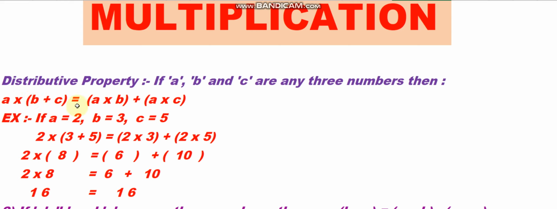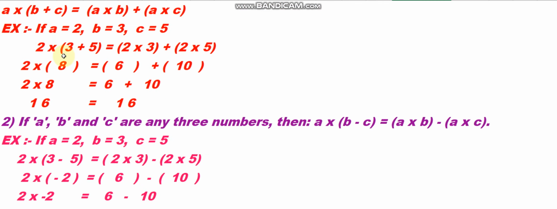Make two groups. By one number you multiply the sum of the two numbers separately, then after that you add. So A into B plus C equals A into B plus A into C. For example, let's say A equals 2, B equals 3, C equals 5. Then instead of A you write 2 into, keep the bracket, 3 instead of B plus 5 instead of C, close the bracket.